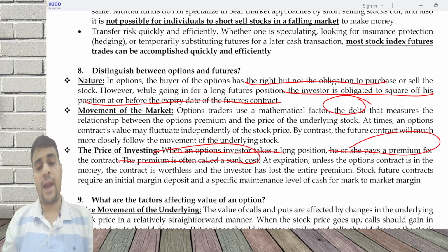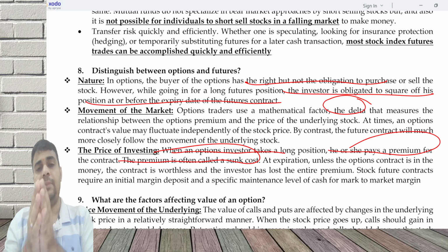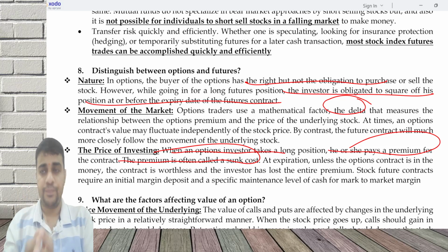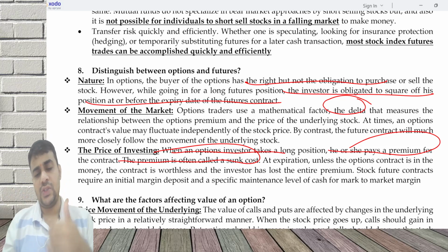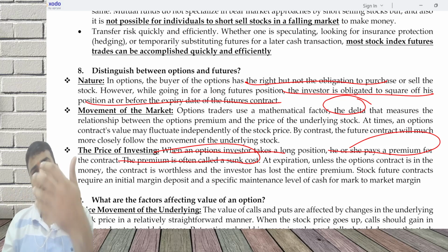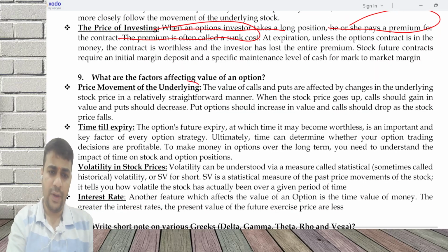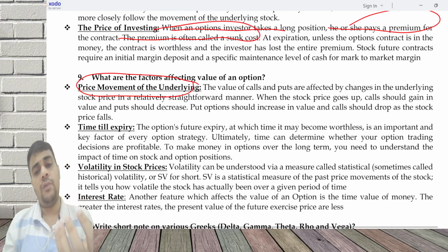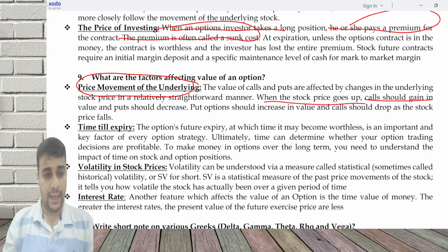Next, what are the factors affecting value of an option? One is the underlying, but apart from that, time to expiry. Normally the premium for a Jan month contract will be lower, Feb will be higher, March will be highest. So today we are in January, so the Jan ending contract will be lower, Feb will be higher, March will be highest. So one is movement of the underlying asset, where call will move in line with price moving up. When the stock price goes up, call value will increase. Call has a positive delta, put has a negative delta.